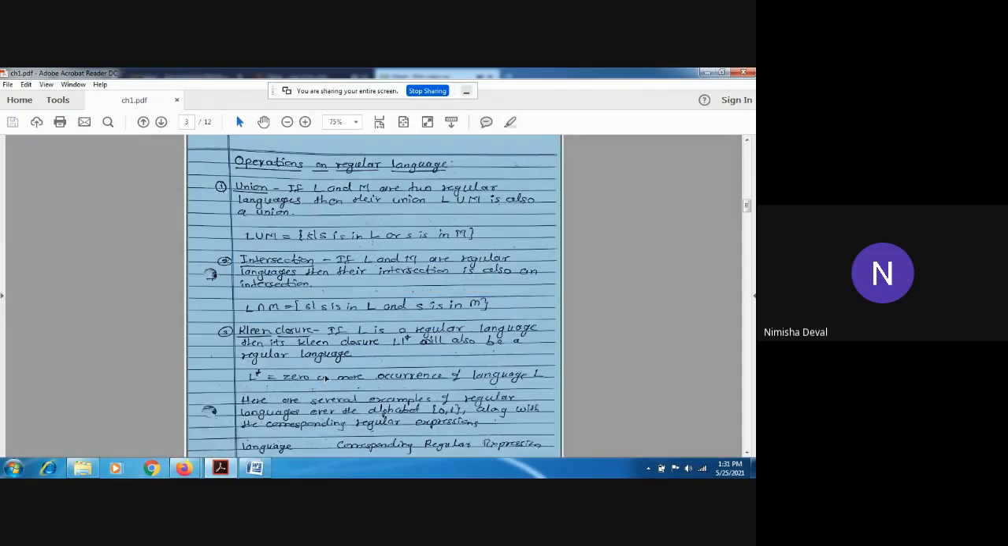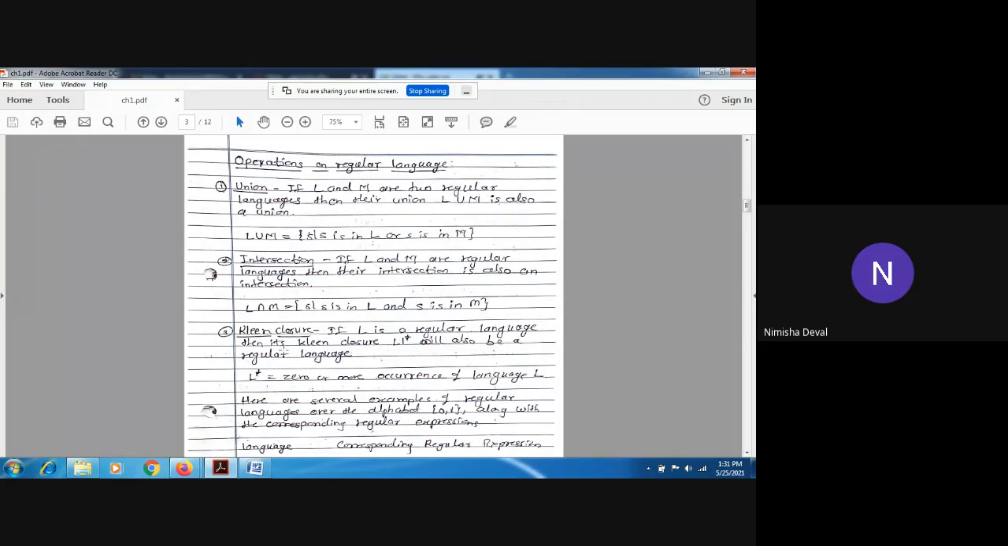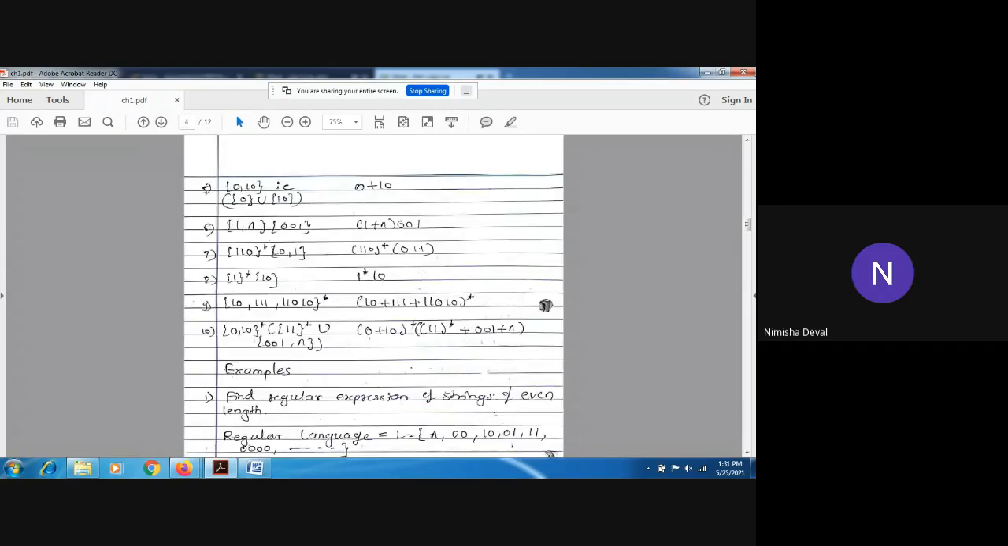And Kleene closure is nothing but, if L is a regular language, then its Kleene closure, L star, will also be a regular language. Suppose in the L set there are two elements, A and B, only two elements. Then the complete L closure means many occurrences of A and B, that is, zero or more. We will see this at the time of an example. Only these three operations apply to regular languages: union, intersection and Kleene closure. That will be applicable for our examples.